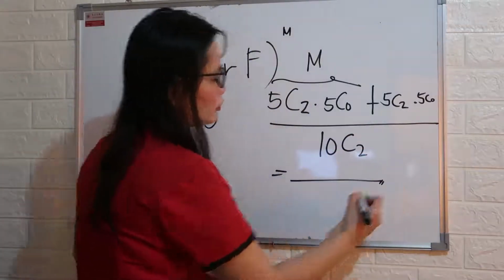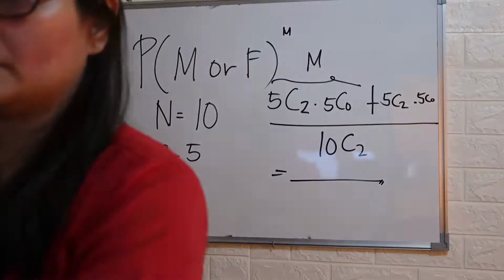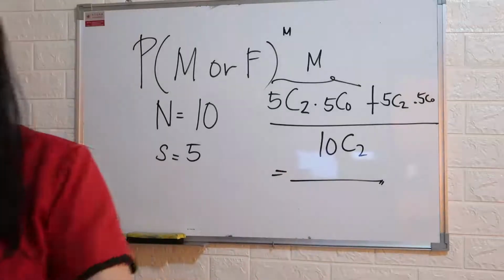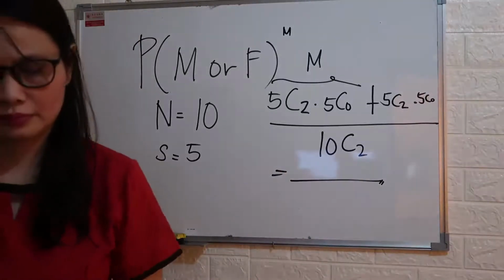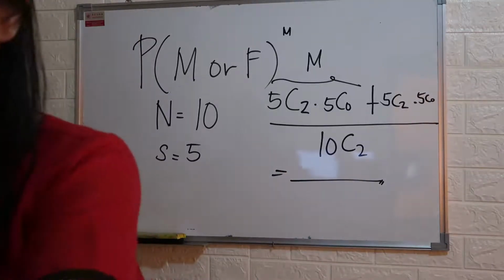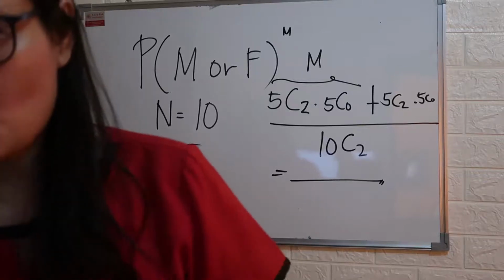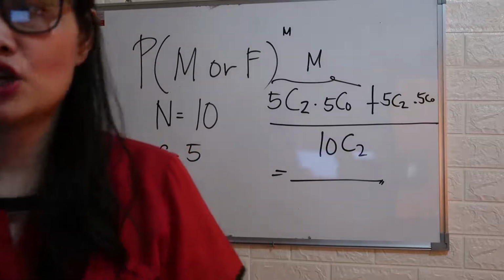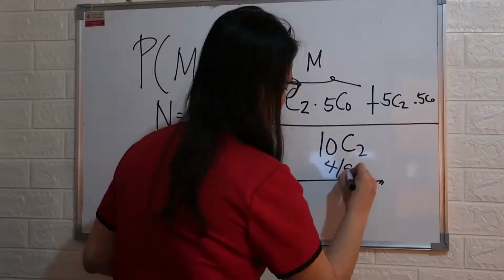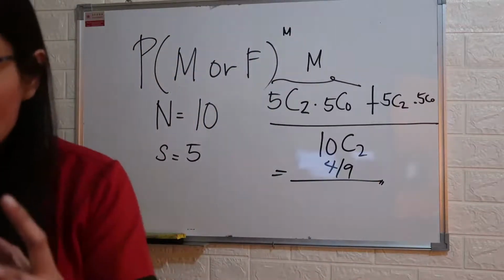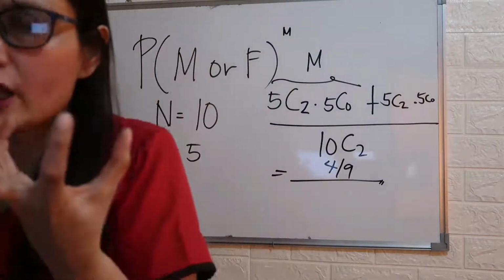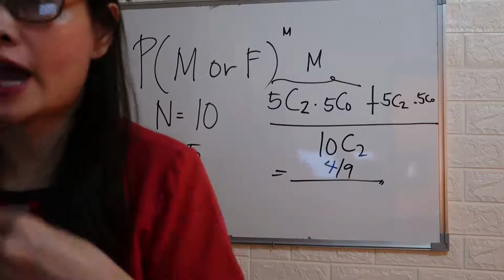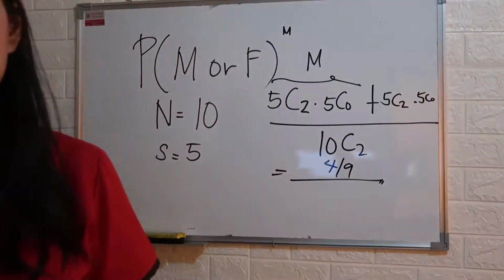Now, what will be the answer? Get a calculator. So what will be the answer? 4 over 9. Okay, the answer is 4 over 9. Again, when the problem deals with a group, we need to apply hypergeometric distribution. Okay, hypergeometric distribution. Another example.